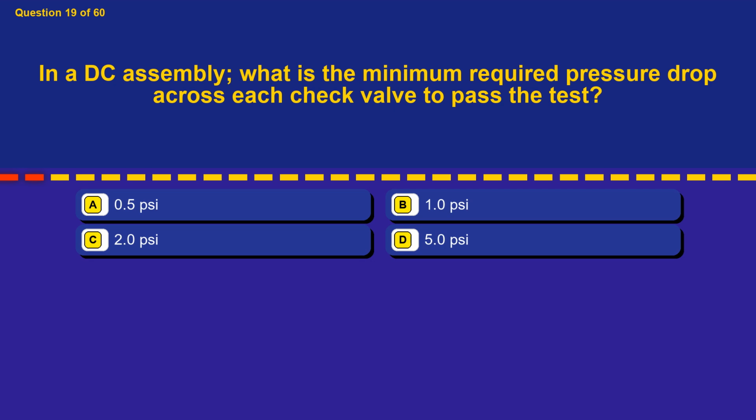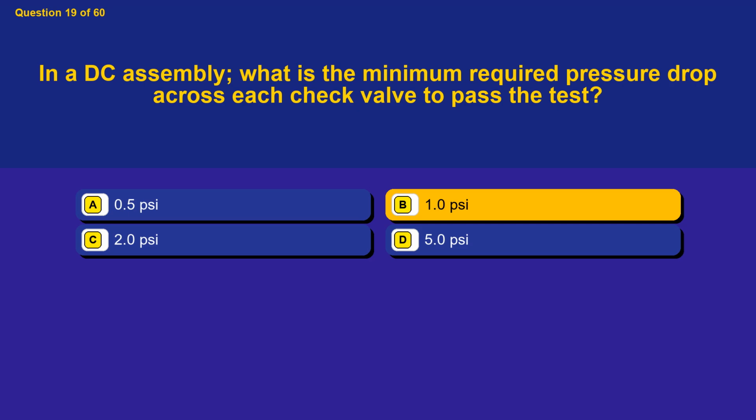Question 19. In a DC assembly, what is the minimum required pressure drop across each check valve to pass the test? Option A is 0.5 psi. Option B, 1.0 psi. Option C, 2.0 psi. Option D, 5.0 psi.